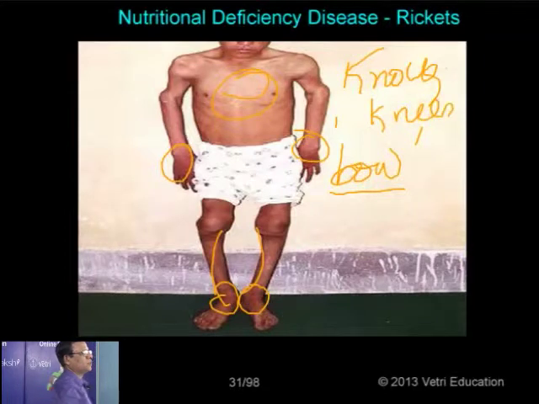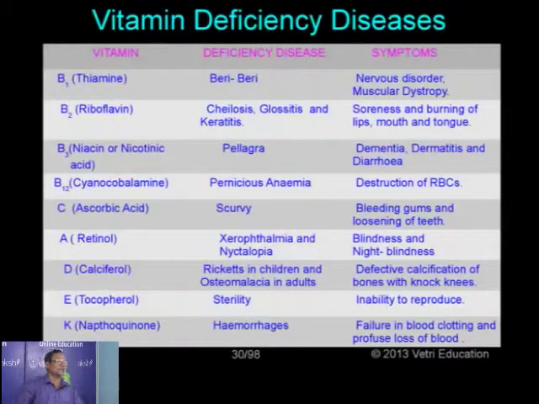Knock knees. That is while just flexing the legs, you can hear the tapping sound. That is called knock knees. So knock knees, bow legs, pigeon chest, these are all some of the symptoms of rickets, normally found in the case of young children. Then, osteomalacia in the case of adults.